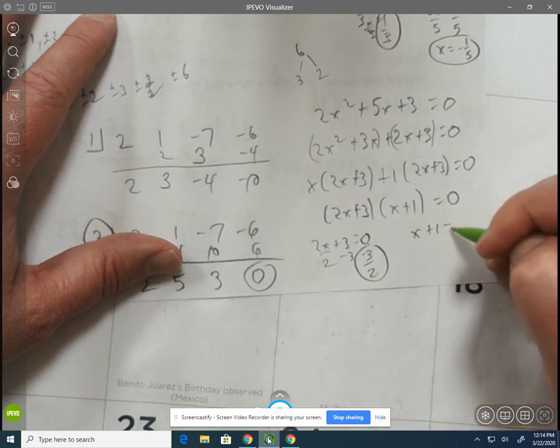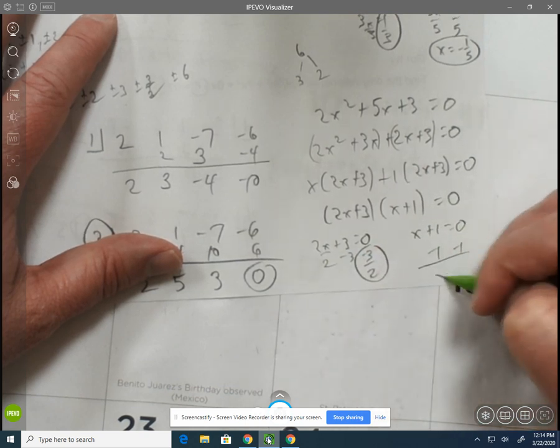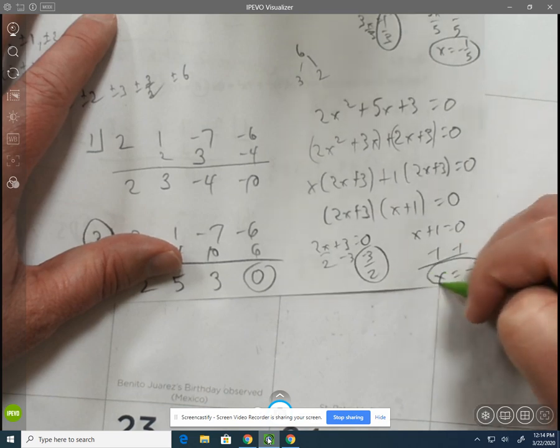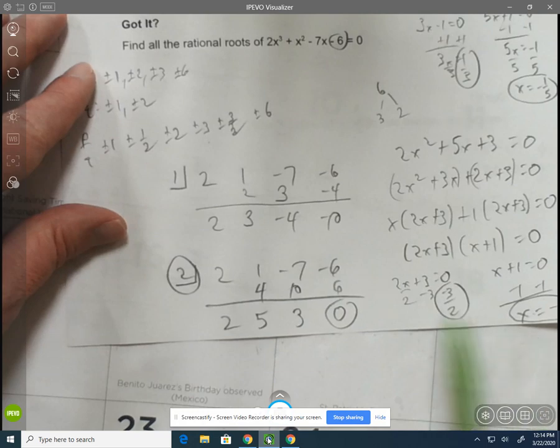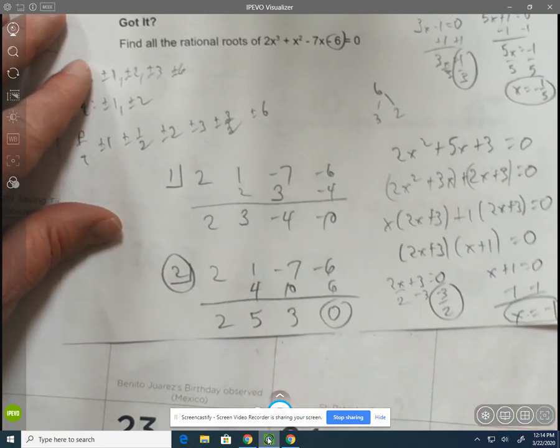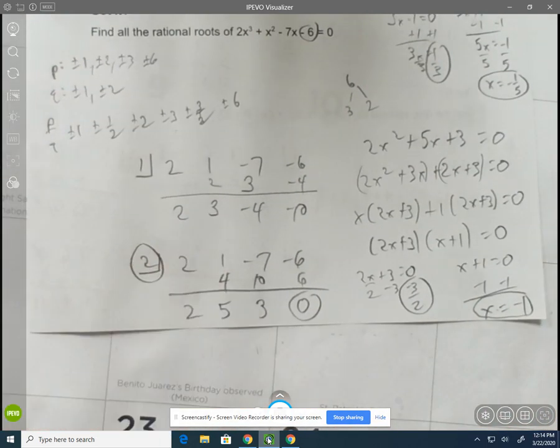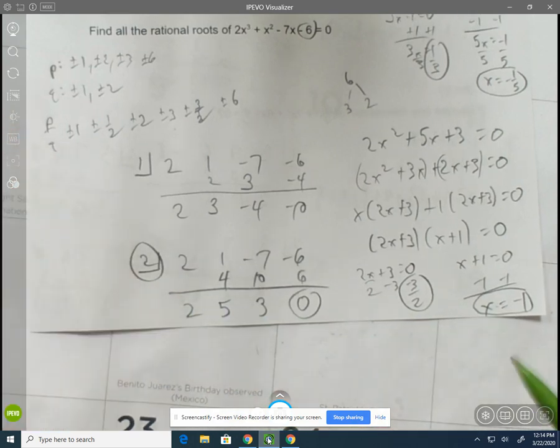And when does x plus 1 equal 0? Well, subtract 1. And again, you notice both of those were in my original list. There's negative 3 over 2. There's negative 1. I tested positive 1. Negative 1 also should have worked. But there's my 3 rational roots.